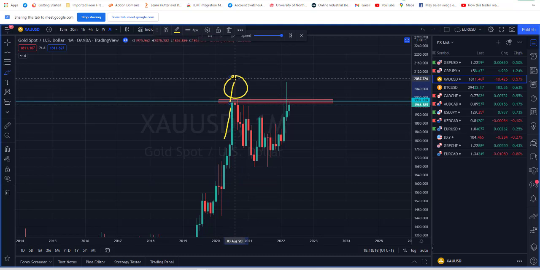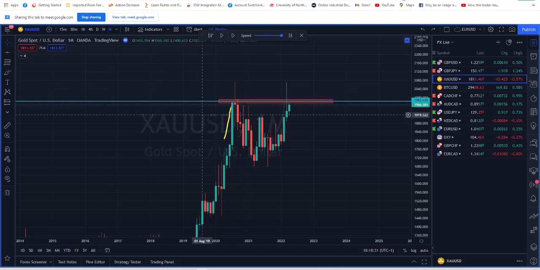What did it do here? It fell back in below this zone, showing you that here is a very strong what? Resistance. I hope you guys still remember our resistance and support zones, right? Great. So we have this zone as a strong resistance zone on the monthly.